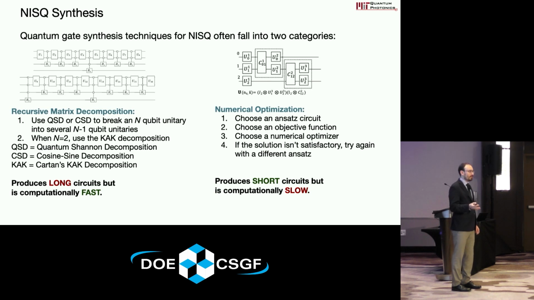These take advantage of the fact that you have parameterized quantum gates that you can do. So you come up with an ansatz circuit that includes some of these parameterized gates. You come up with an objective function, which is usually a matrix distance function between the implemented and target unitaries. And you use a numerical optimizer to tweak the parameters to minimize the distance between the unitary you're implementing and the one that you want to do. If the solution you get that way is not good enough, you can try again with different ansatzes. And these types of techniques let you produce very efficient circuits, but are often slower to run.